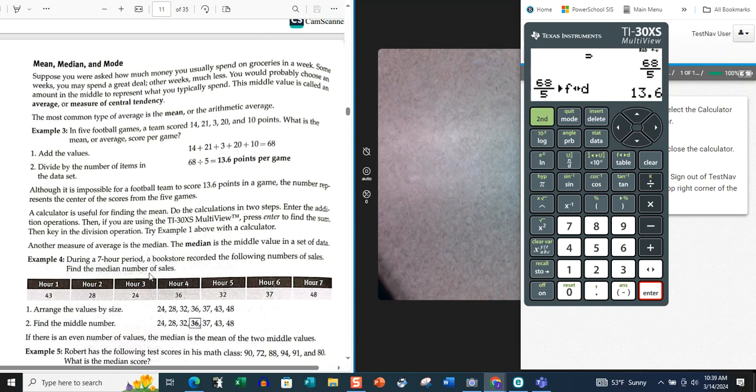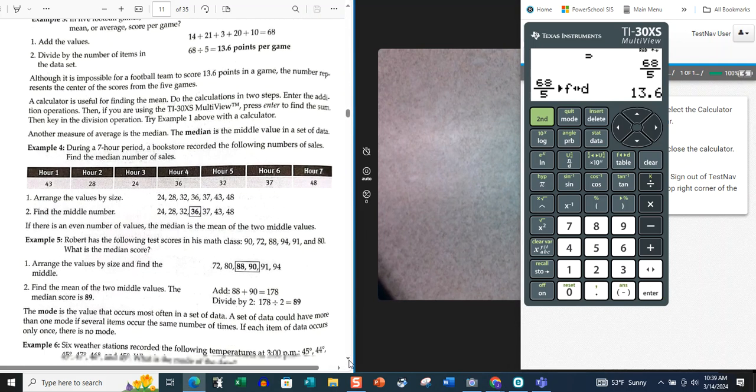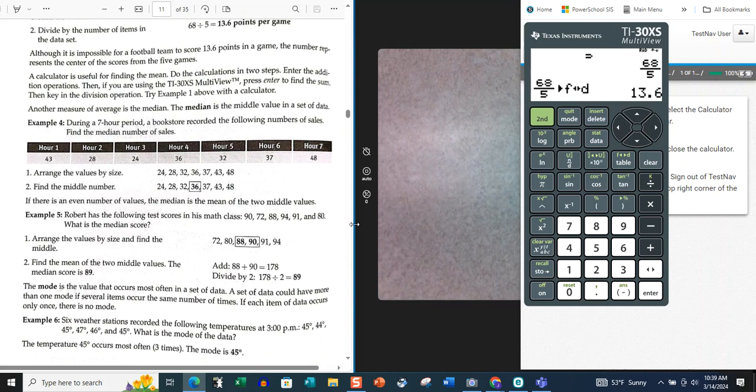Now, it says another measure of average is the median. The median is the middle value in the set of data. During a 7-hour period, a bookstore recorded the following numbers of sales. Find the median number of sales. Now, if you notice here, we have 7 values. But with the median, you have to arrange the values by size from smallest to greatest. That is very important. If you don't do that, 9 times out of 10, you're going to get the wrong answer unless they're already arranged. So we arrange by size, smallest to greatest.